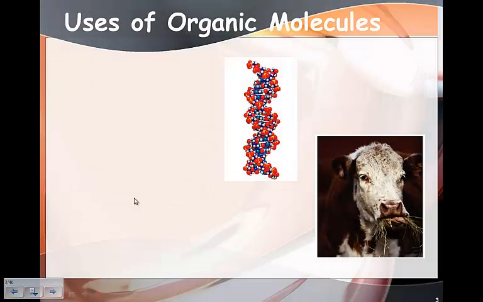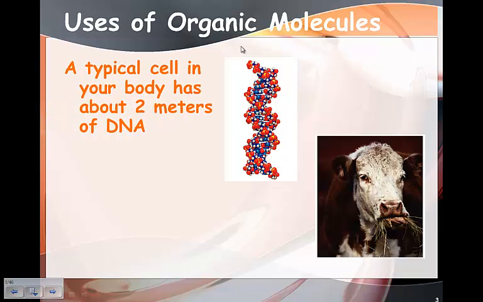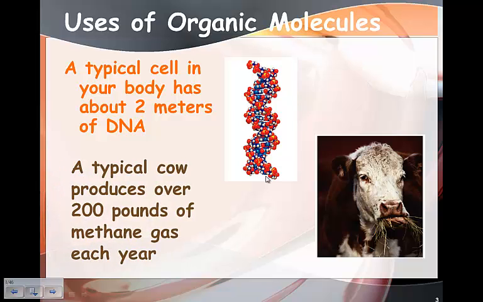Okay, uses of organic molecules, look here. We have a piece of DNA. A typical cell in our body has about 2 meters of DNA in it. And of course, cows. Cows always have to play a role, and they produce a lot of gas: 200 pounds of methane gas each year. Methane's chemical composition is CH4. So cows, lots of cow farts.